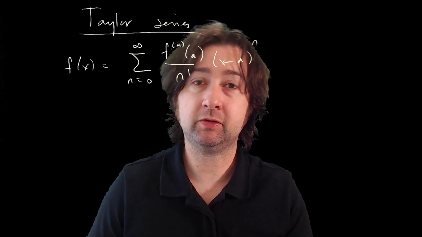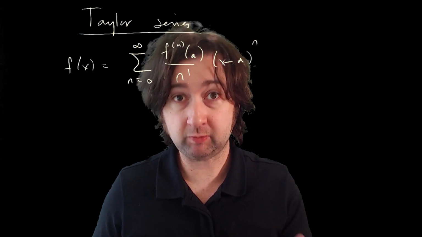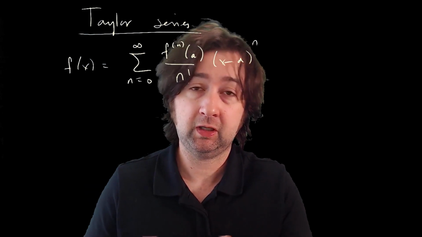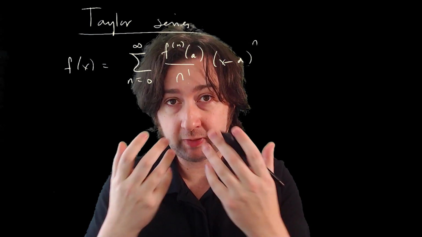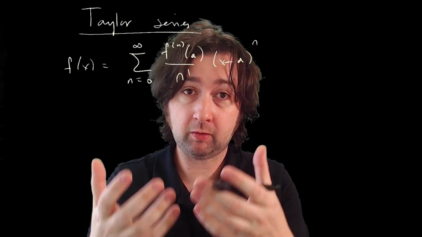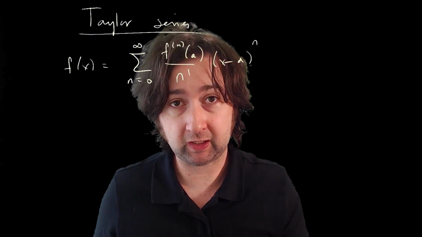Now, the reason that the Taylor series works geometrically is that what you've done here by constructing this formula is you've made a power series that has the property that the derivatives all match with the function at the point a.